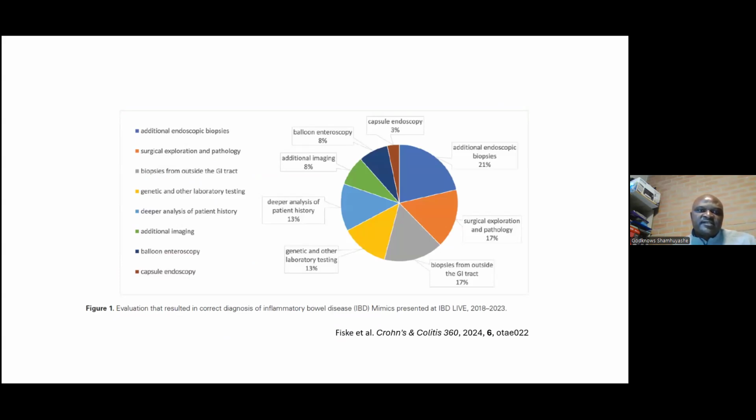This figure illustrates the evaluation that resulted in the correct diagnosis of IBD mimics presented in IBD Live from 2018 to 2023. Additional endoscopic biopsies were done in about 21% of the patients, and surgical exploration and pathology was reassessed in 17% of the patients. Some patients even required additional imaging and deeper analysis of the patient's history, which gave more information, and others also required genetic and other laboratory testing. Some needed capsule endoscopy to come up with the correct diagnosis.